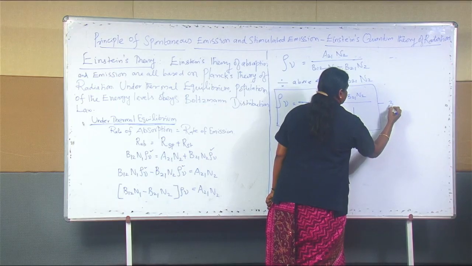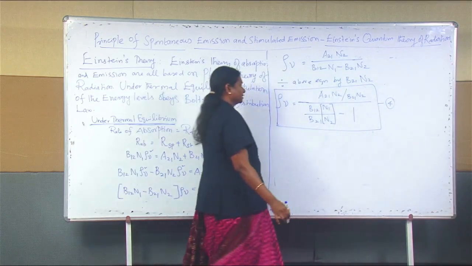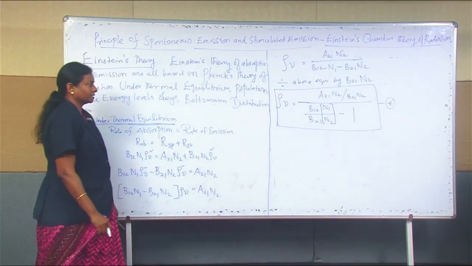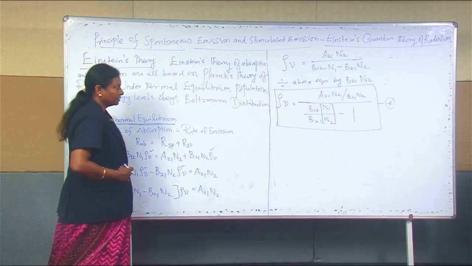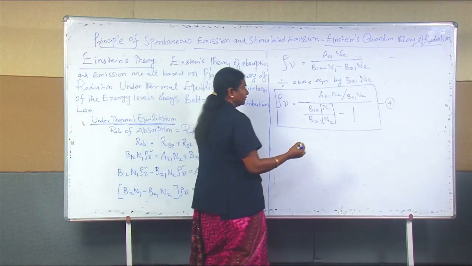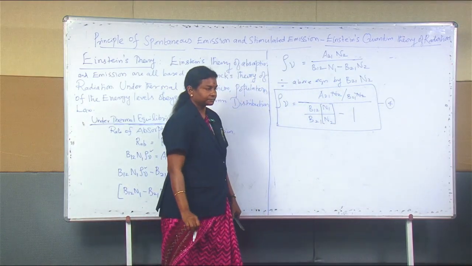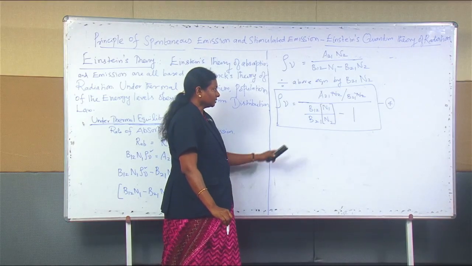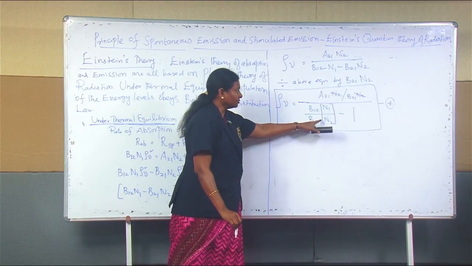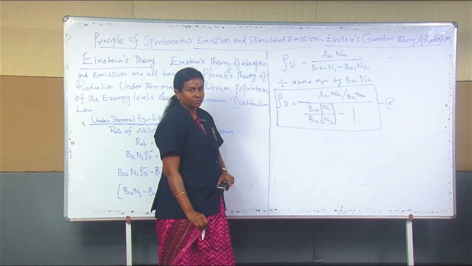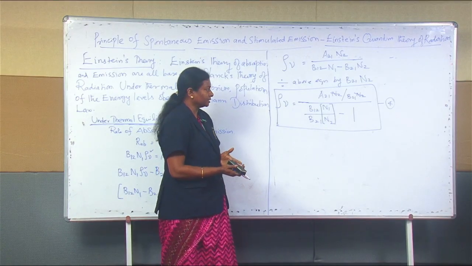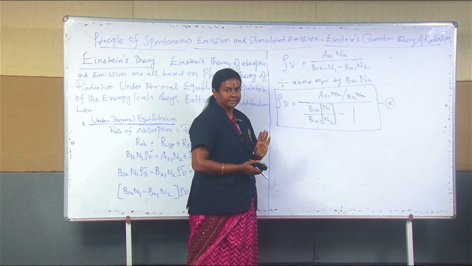3 equations over, this is our fourth equation. The energy density is equal to this term. And if we can, this can be neglected also. Next, I am going to substitute a value for N1 and N2. What are N1 and N2? The number of atoms in the ground state and the excited state.